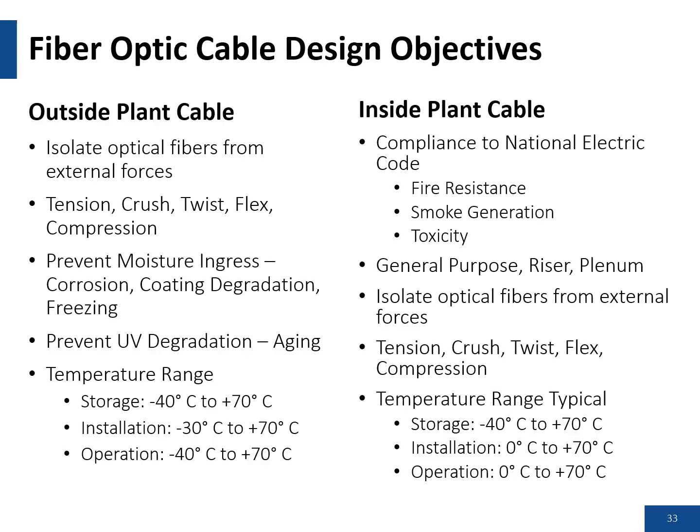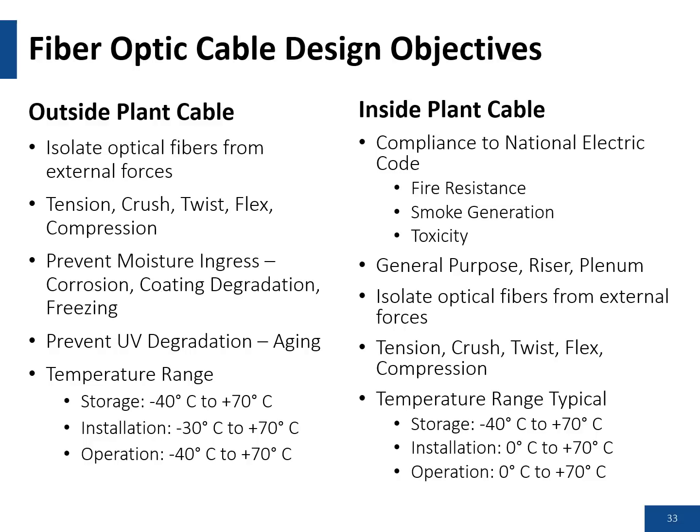Inside plant cables have a different set of criteria. You do want to physically protect the cable, but you're also concerned about compliance to the National Electric Code for fire resistance, smoke generation, and toxicity. The National Electric Code recognizes 3 different cable types: one general purpose, then riser, and then plenum. Each one of these has different levels of required performance for fire resistance, smoke generation, and toxicity.